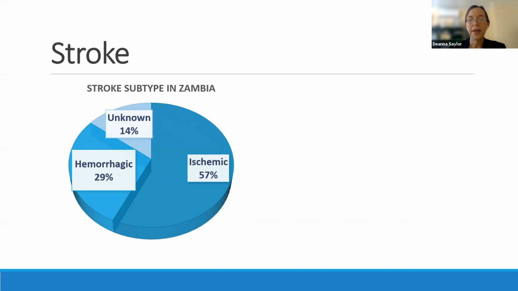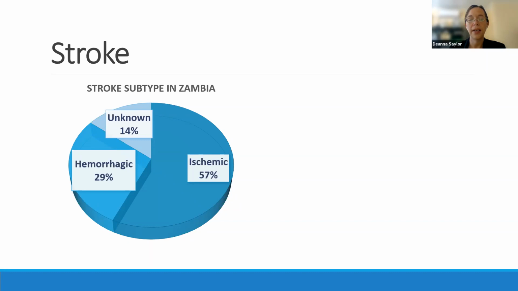So when we think about stroke, stroke is divided into two primary categories: ischemic strokes, where there's a blockage of blood flow to the brain, and hemorrhagic strokes, where a blood vessel ruptures in the brain. And in general, patients with hemorrhagic stroke have much worse outcomes than patients with ischemic stroke, with higher mortality rates. In most high-income settings, 80 to 90% of strokes are ischemic strokes, and only 10 to 20% are hemorrhagic strokes.